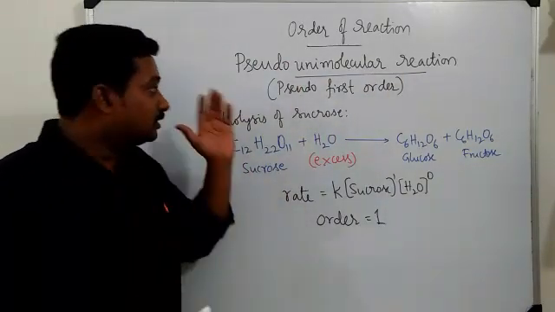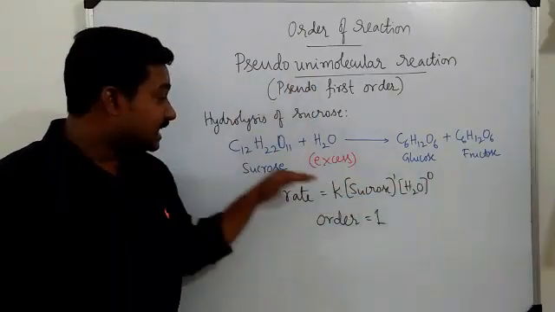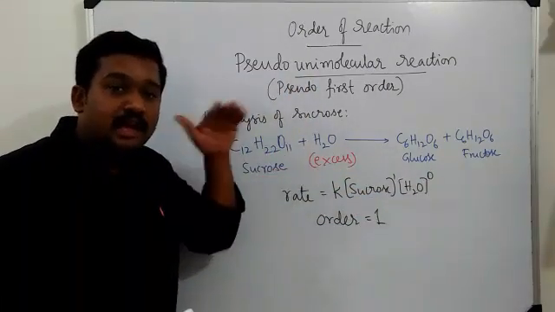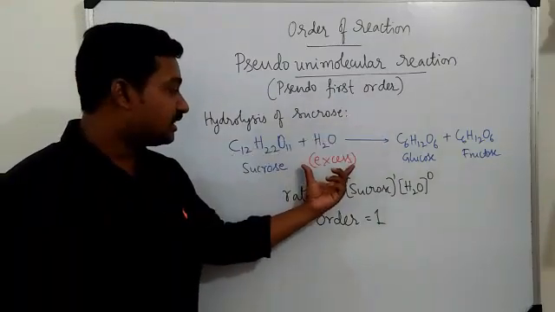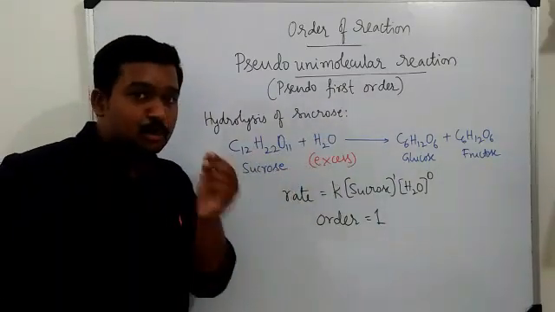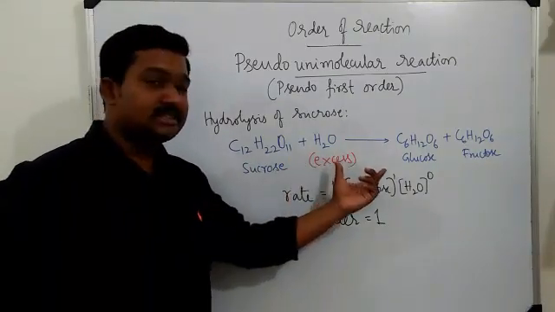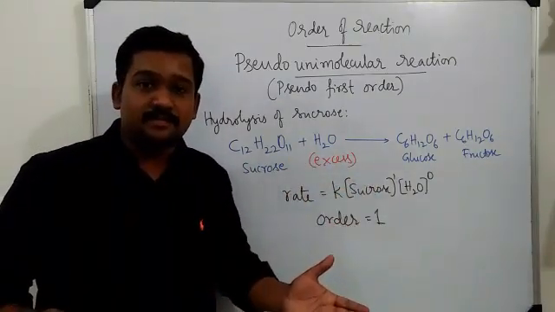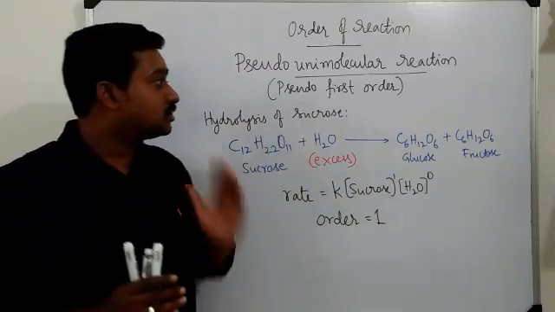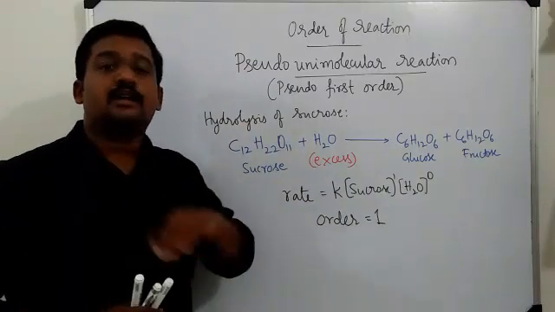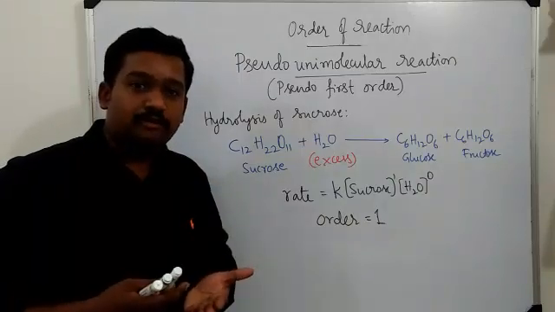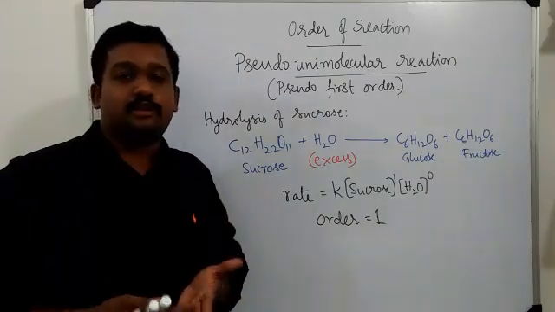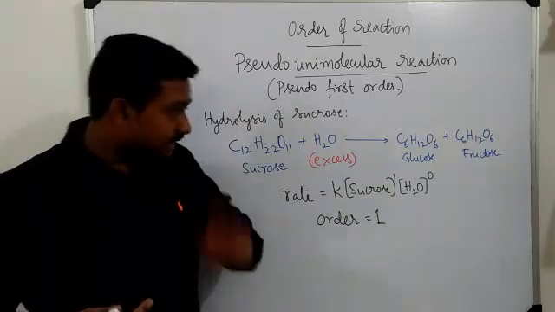Listen carefully. A pseudo first order reaction is a higher order reaction that is reduced to first order by considering one of the reactants in small quantity and the other reactants in excess quantities. Such a reaction is called a pseudo unimolecular reaction or pseudo first order reaction. We may take the example of hydrolysis of ethyl acetate also. Let us see that.